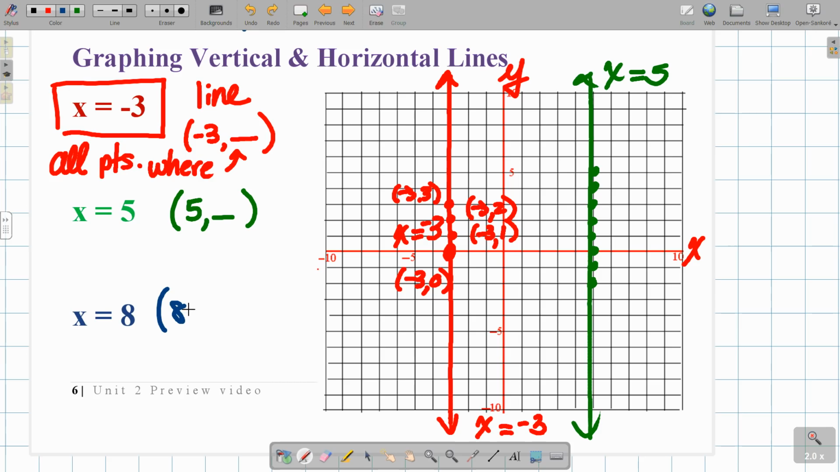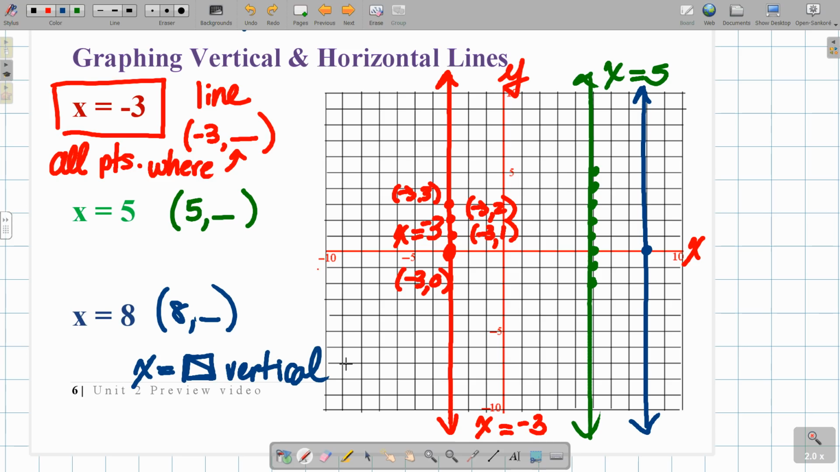When x equals 8, that's 8 comma something, not 0, comma something. And of course, that's going to be at the 8, and it's a vertical line. So you are noticing that all of the x equal lines are vertical. So x equals anything, x equals a single number, it's going to be a vertical line.